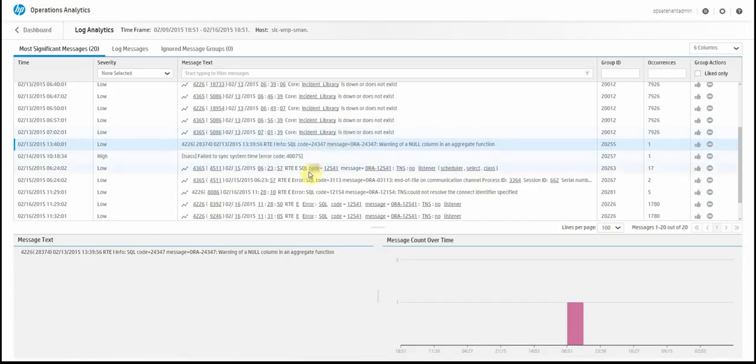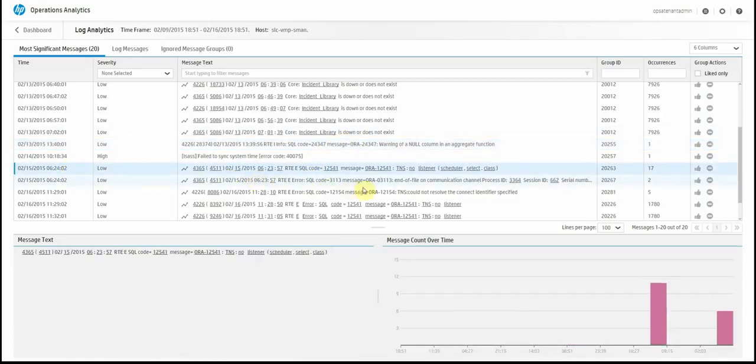But as we continue to scroll through here, we can see that on the 15th at 6:24 in the morning, we have TNS no listener. Well, that seems extremely bad. If you're any level of an Oracle database person, you know that a TNS listener is the mechanism that allows connections to be made into an Oracle database. We start to see that those messages are starting to get thrown.